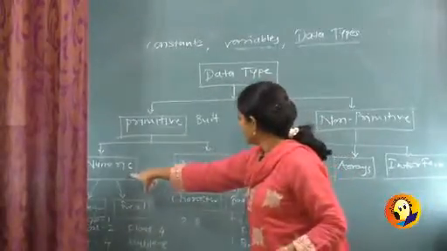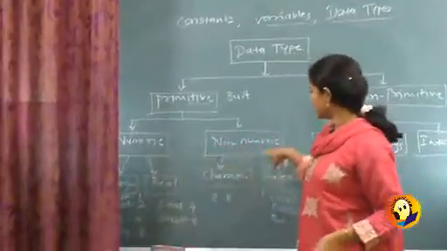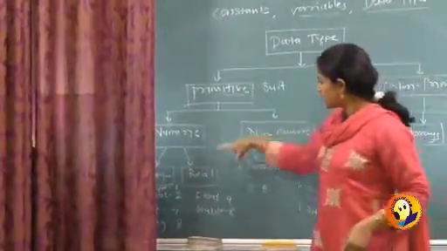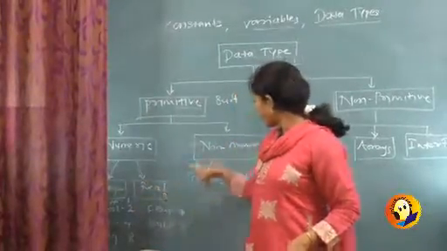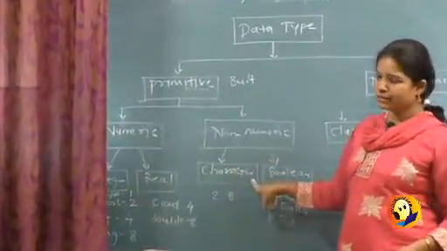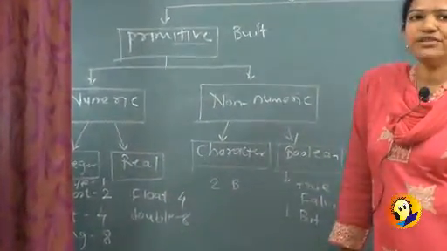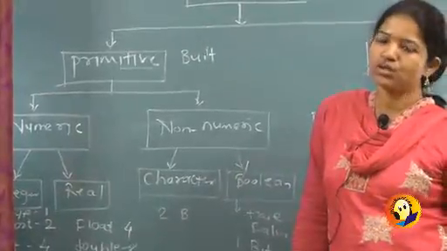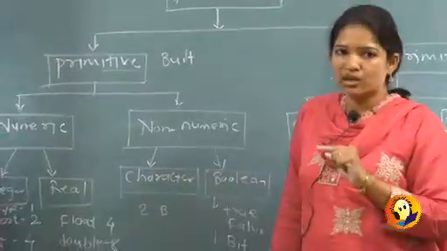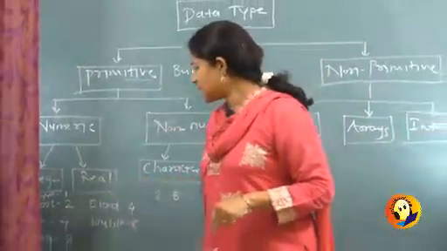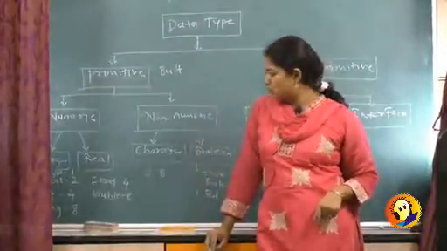There are mainly two built-in data types available in Java programming. First one is numeric data type, second one is non-numeric data types. Again, numeric data types are divided into two types: integer types and real types. And non-numeric data types are divided into two types: characters and boolean. Integer data types are mainly useful to store integer values, so these are complete numbers or whole numbers. And real data types are mainly useful to store floating values or real values.